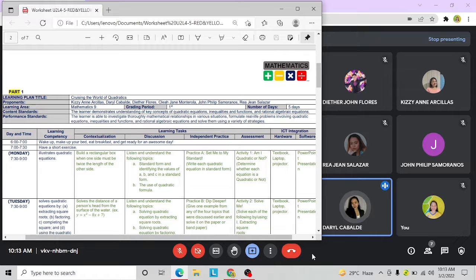Our assigned learning plan title is Creating the World of Quadratics of the Mathematics 9 first grading period. We have five days, from Monday to Friday, starting 7:30 to 9 a.m.